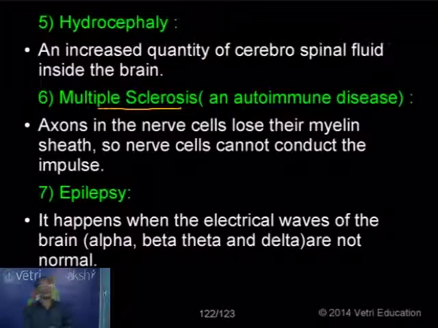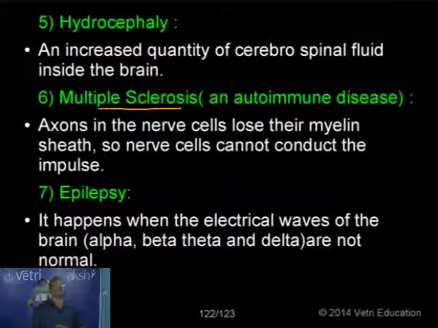Now, hydrocephalus. This is nothing but the accumulation of more CSF within the brain. It is normally a recessive gene disorder, particularly a recessive X-linked gene disorder. Accumulation of more cerebrospinal fluid, so we have an increased quantity of cerebrospinal fluid within the cavities of the brain.